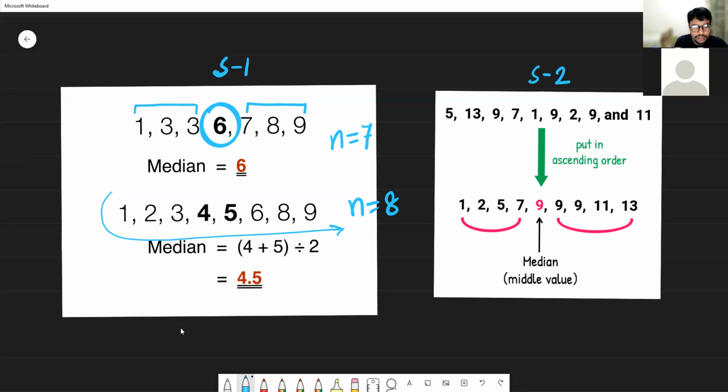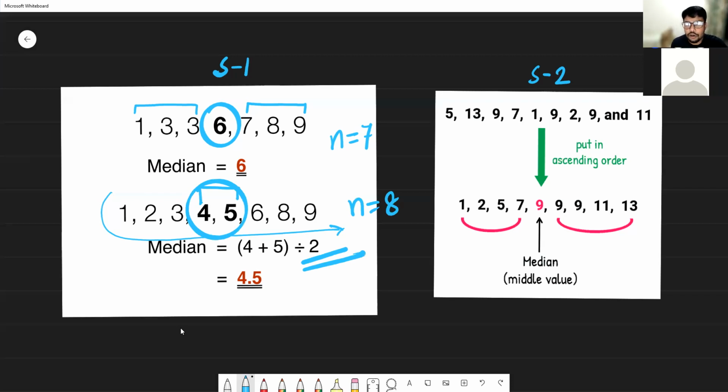Is it possible to find the middle number? No, it's not directly possible. There are 2 numbers together in the middle position. From the left side, 4 is the middle position. From the right side, 5 is the middle position. In that case, what will be the median? The median will be the sum of the 2 middle numbers divided by 2. Clear?